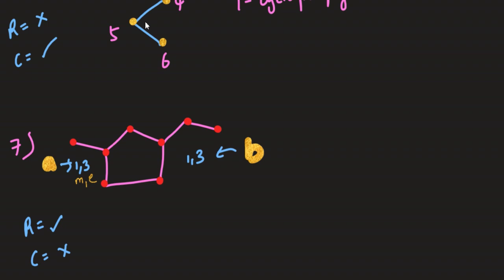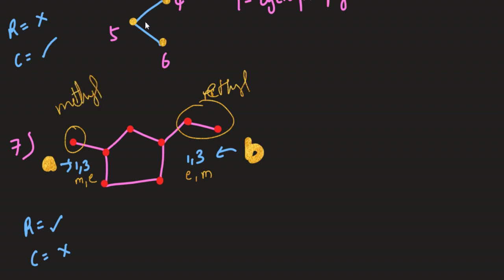If I start from this side, B direction, first position is ethyl group, third position is methyl, because this is nothing but ethyl, this is nothing but methyl. Okay, so which one is better, first position with ethyl or first position with methyl? You have to go for ethyl, alphabetical order.